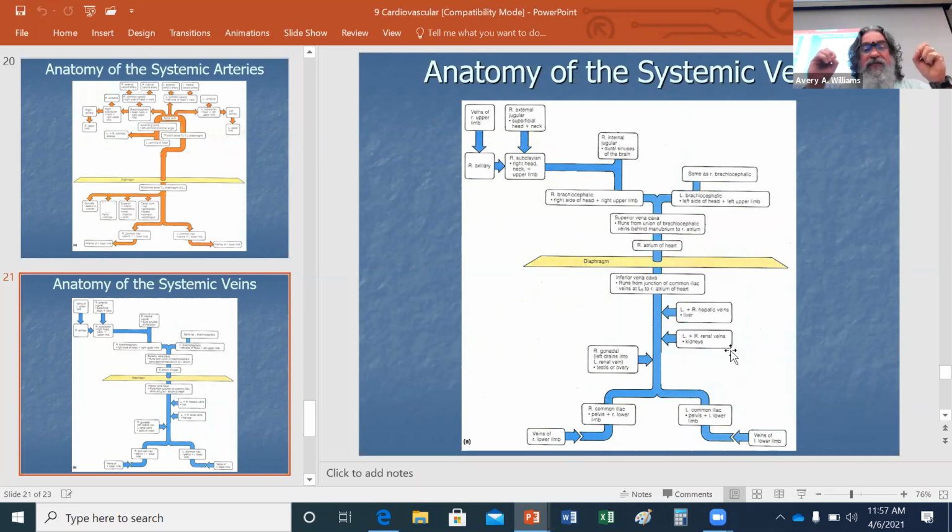Gonads, the right one, the left one. The right one goes into the inferior vena cava, but the left one, whether it's a testicle or an ovary, it doesn't matter, goes into the left renal first, and then the blood continues on.